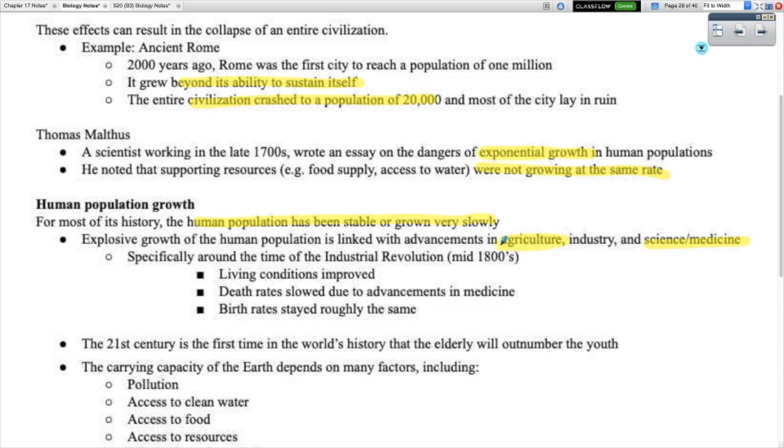Not only that, but also agriculture, right? Being able to grow food allows you to feed a lot more people, allows a lot more people to survive and be supported. Also, industry allows you to transport goods better and make them faster so that you can get them to more people more quickly. So specifically where things really started to take off was in the Industrial Revolution, the mid 1800s, because that's when things started to get industrialized.